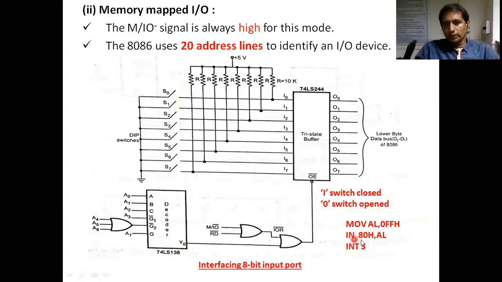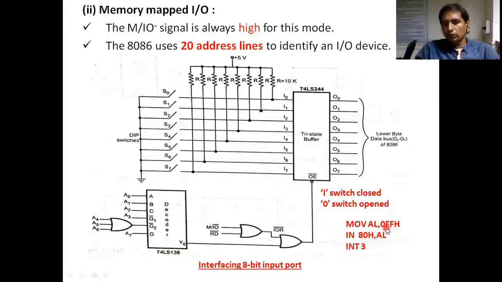Then I am writing: IN 80H, AL. Why am I writing IN? I already mentioned that the IN instruction is used to send data from the input port to the processor. For that we are using the IN operation. Output means sending data from the processor.